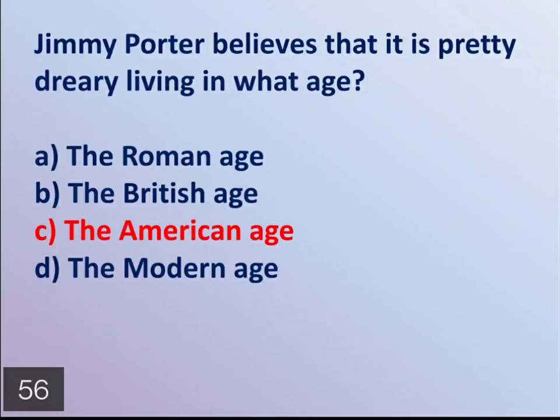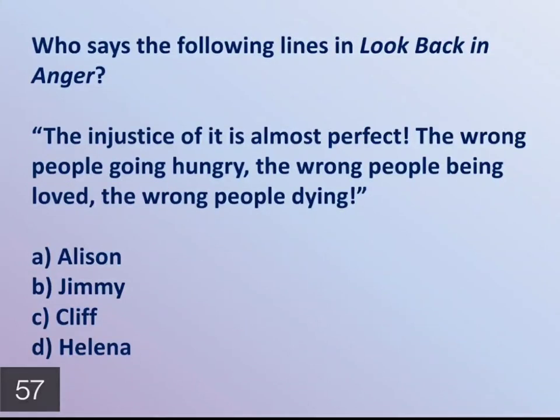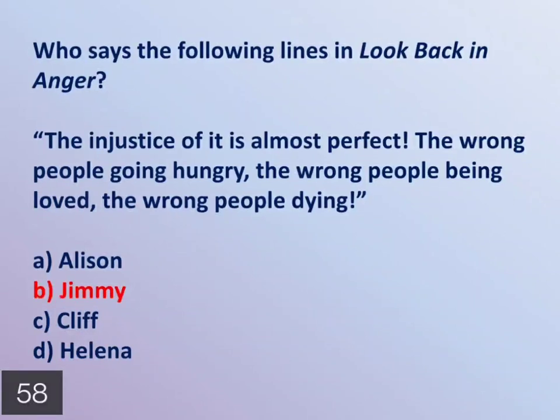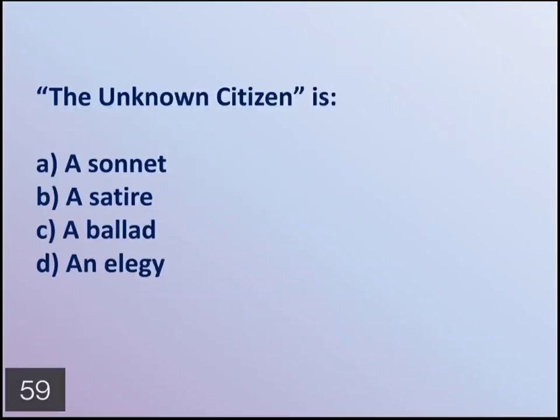So he is very upset with that. Who says the following lines in Look Back in Anger? The injustice of it is almost perfect. The wrong people going hungry, the wrong people being loved, the wrong people dying. Again it is B. Jimmy, because he is upset. This is the main theme of the play. He is very upset. He is angry at the way things are in society. He is an angry young man because of all the inequalities in society between people and everything. That upsets him.